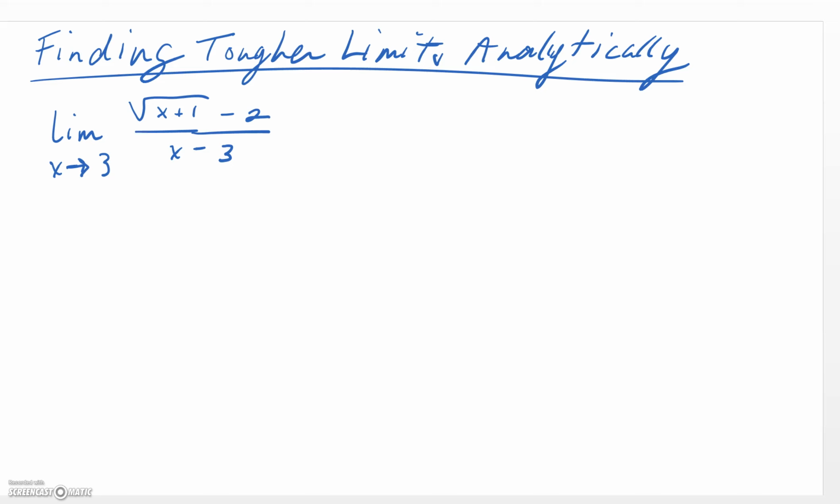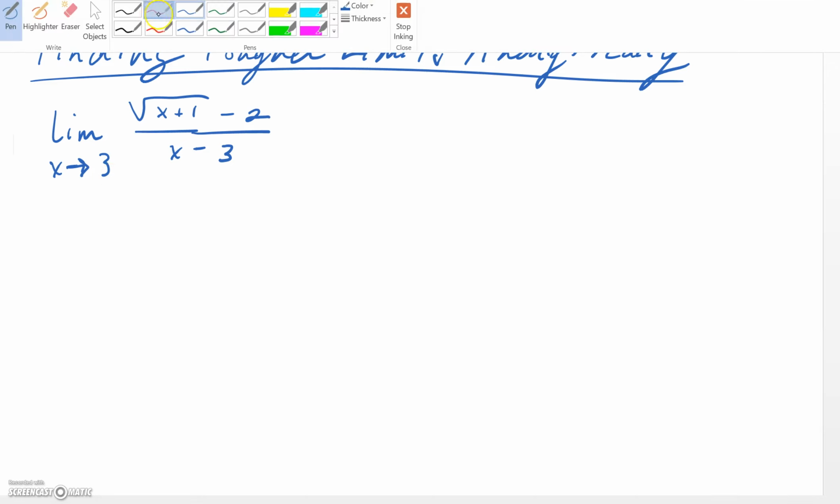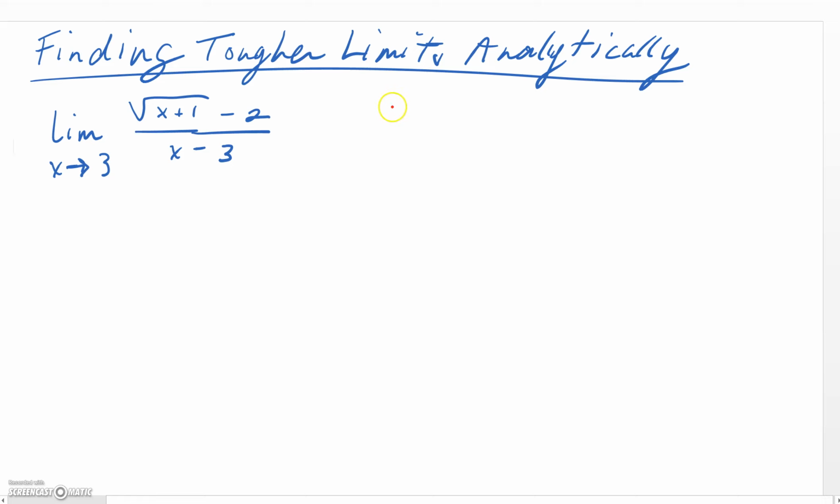So the first limit is, as x goes to 3, of the square root of x plus 1, minus 2, over x minus 3. I think you can see that if you were to plug 3 in, the situation would blow up. Let's just see what happens. The square root of 3 plus 1 minus 2, divided by 3 minus 3. This is if we were to plug 3 in.